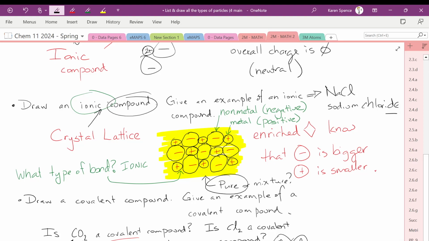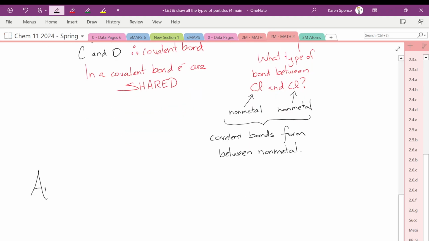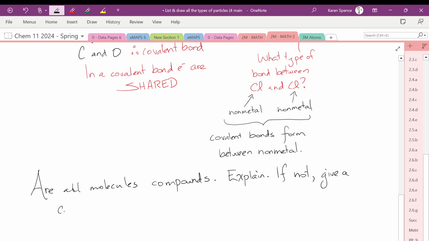Okay, what else do I want? Two last questions. Are all molecules compounds? Explain. If not, give a counterexample. Do you guys know what a counterexample is? A counterexample is an example that proves it wrong. Okay?